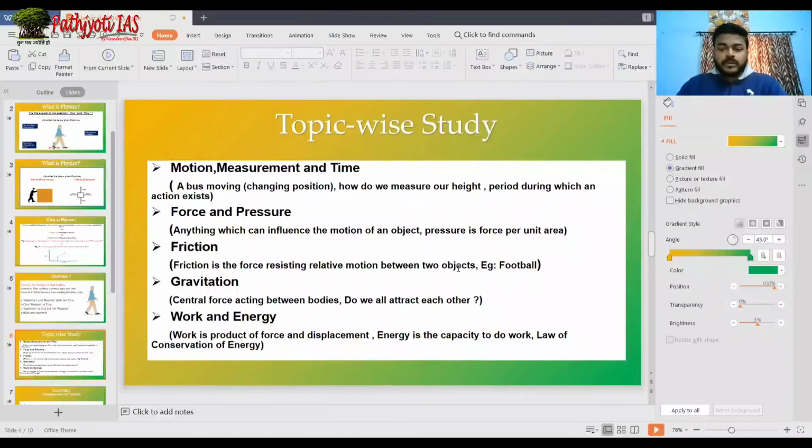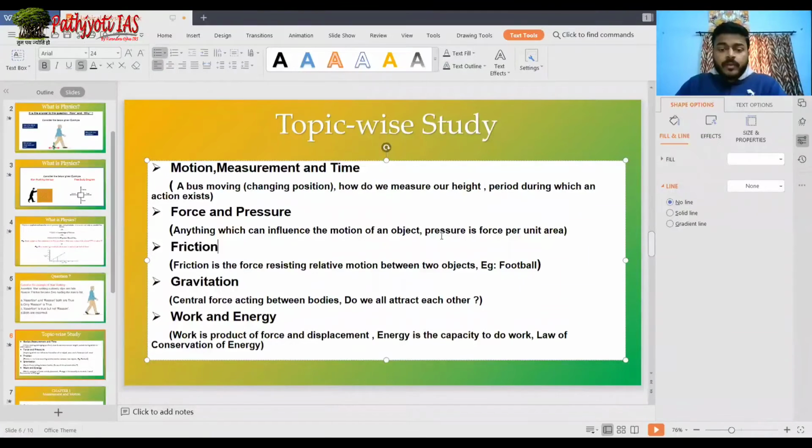Okay, so another example is football. When you kick a football, it starts to move. If the moving football is coming towards you and you press it with your feet, the ball stops. Oh, that was an example of friction also, but that is applicable to football as well. So now, what is pressure?